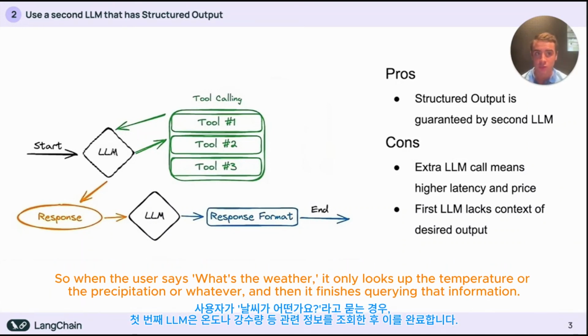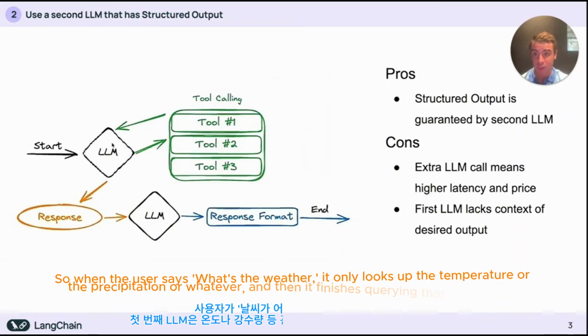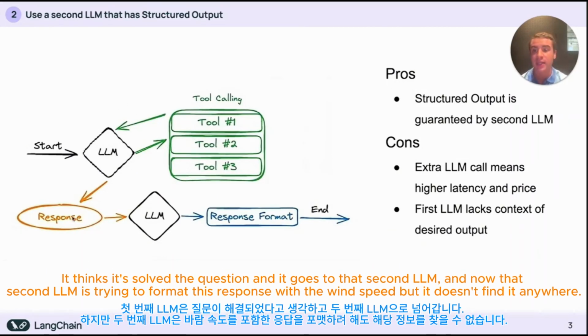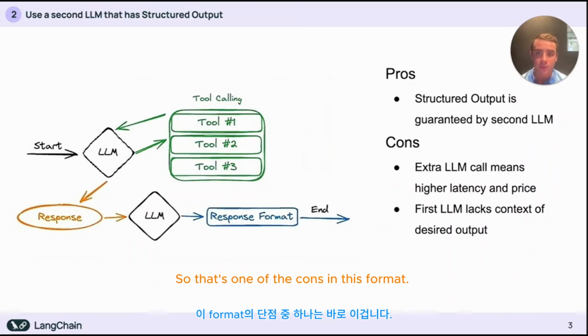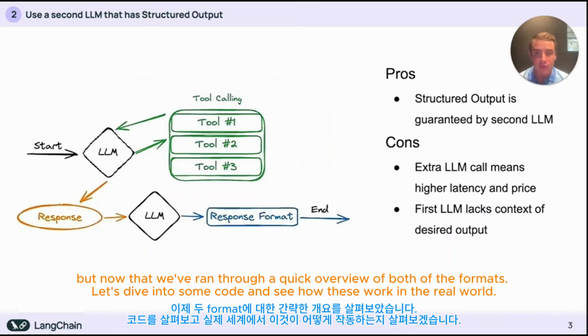So when the user says, what's the weather? It only looks up the temperature or the precipitation or whatever. And then it finishes querying that information. It thinks it's solved the question, and it goes to that second LLM. And now that second LLM is trying to format this response with the wind speed, but it doesn't find it anywhere. So that's one of the cons in this format. But now that we've run through a quick overview of both of the formats, let's dive into some code and see how these work in the real world.